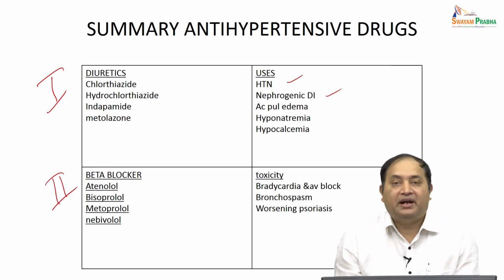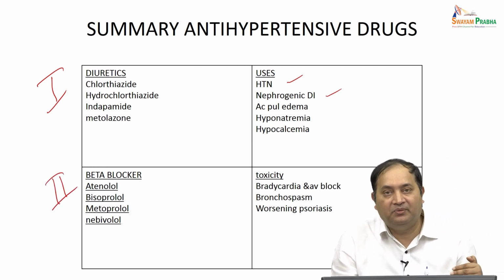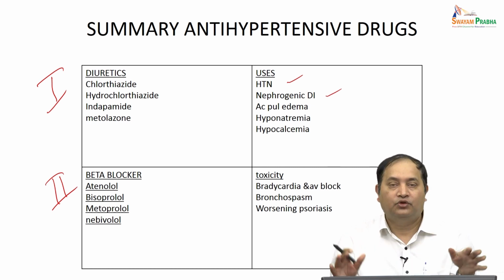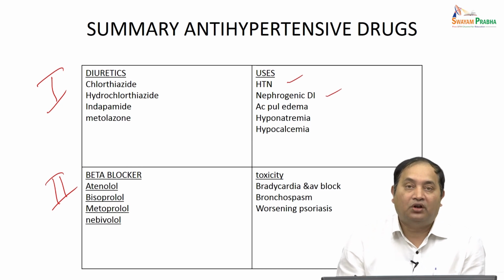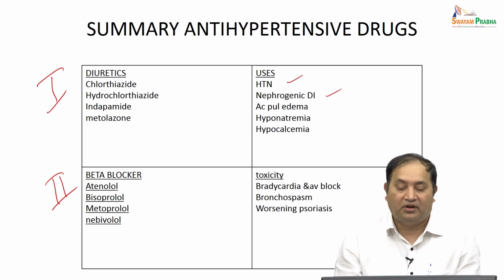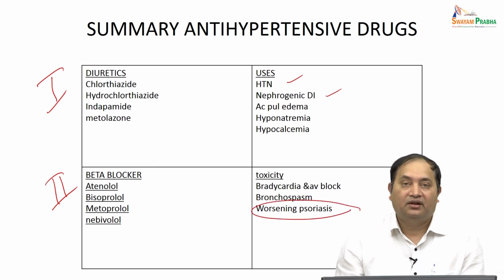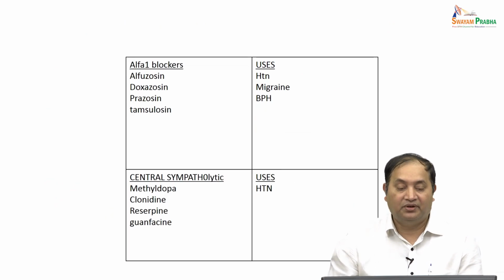Similarly, if diuretics are the first choice, the second class is beta blockers. We have selective beta blockers and non-selective beta blockers. Take the example of atenolol. Atenolol can cause bradycardia or an AV block. We are not going to prefer atenolol, or bisoprolol, metoprolol. These drugs are used, but they are not preferred in a patient with bronchial asthma or in a patient with psoriasis. You are not going to prefer beta blockers there.